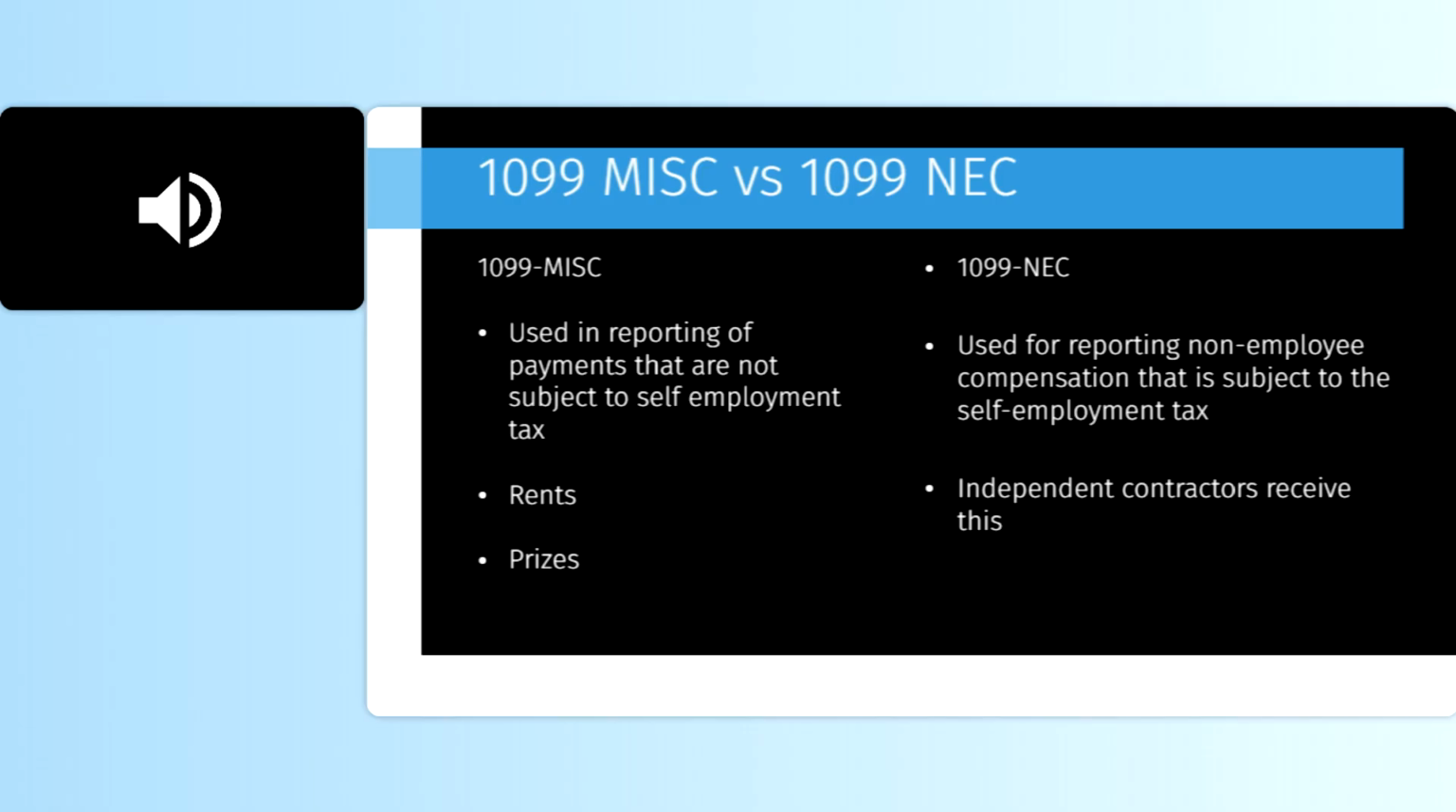So you'd rather get the miscellaneous, which is not going to be subject to it. The NEC, that's where you get the double taxation. I think I said that backwards as I was going through the slides. Just want to clear that up.